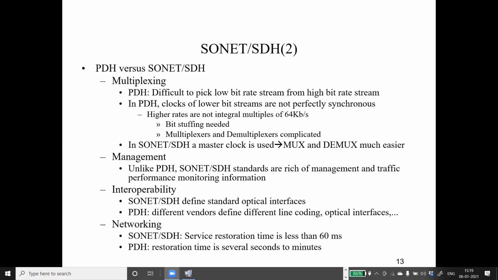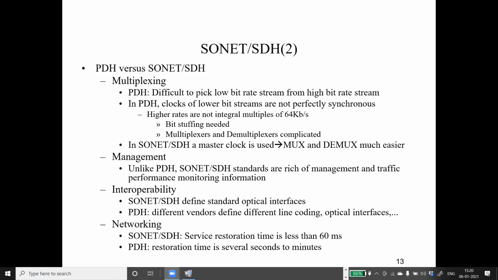Management of the information and the security was better in Sonnet, because the higher the data rate, the more improved a system you need. In the previous system, only 4 bits were dedicated to security and the operation management system, but Sonnet has a large number of bits dedicated to management, traffic performance monitoring and information monitoring.